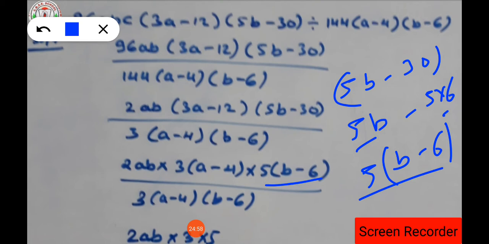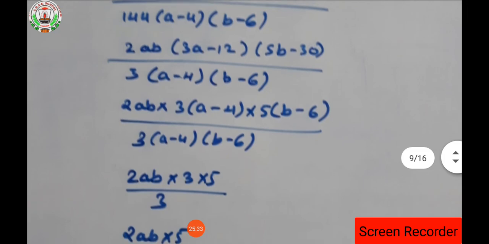Now, 2ab into 3 into (a minus 4) into 5 into (b minus 6), whole divided by 3 into (a minus 4) into 3 into (b minus 6). So b minus 6 from the numerator and denominator will get cancelled. A minus 4 will get cancelled, isn't it? 3 and 3 will get cancelled. What is left out? That is 2 into ab into 5. This is left out over here, isn't it?